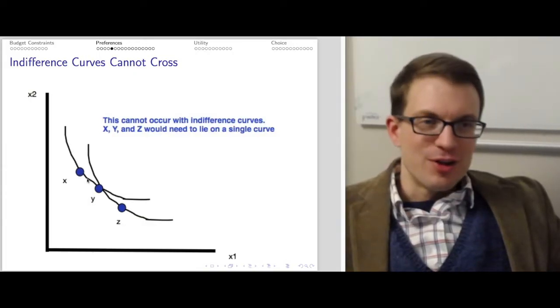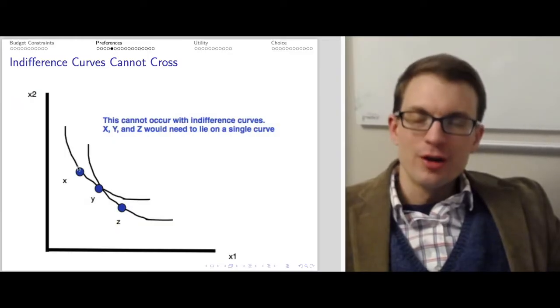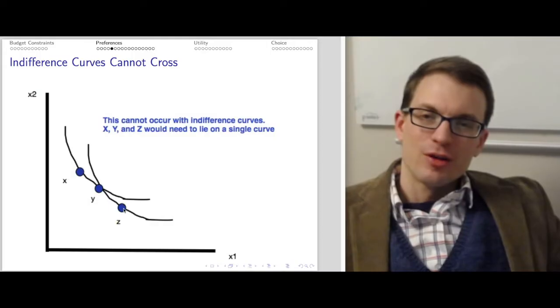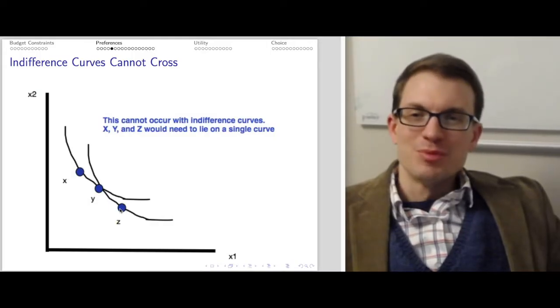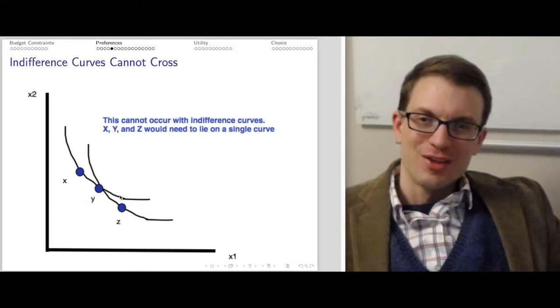So by definition of an indifference curve, which is collecting all the bundles that I like as well as each other, this is saying I like X as well as I like Y, and I like Y as much as I like Z. That's a problem because this part of the indifference curve that X is on and that Y is on, I'm supposed to be perfectly indifferent between these bundles and all the ones over here, right? In particular, this portion of this indifference curve, I'm supposed to like as much as X.